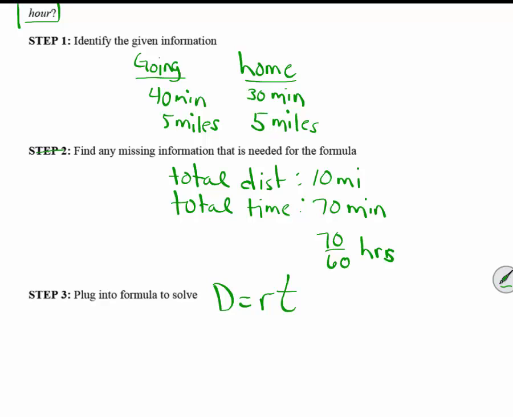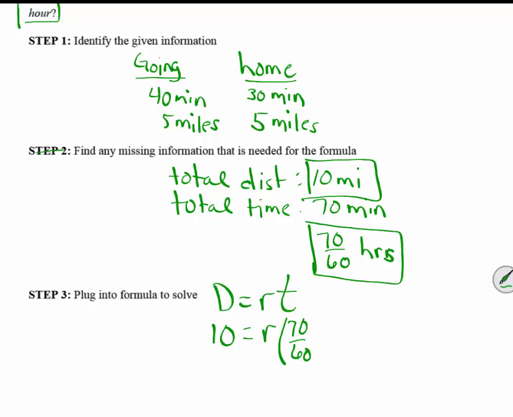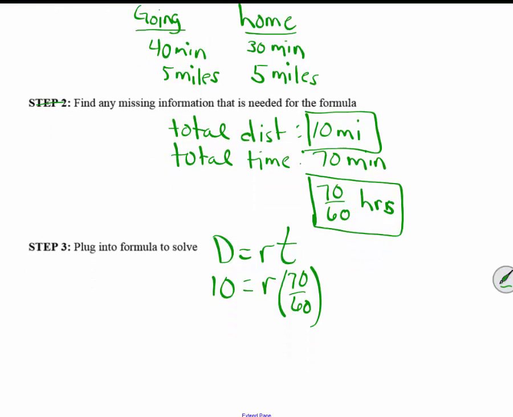So I'm going to use this 10, and I'm going to use the 70 over 60. You could divide it out, but it's going to give you a repeating decimal, so I think it's personally easier to keep it as a fraction. All right, so let's put it in. Total distance, 10. We're looking for the rate. Total time is 70 over 60, and I'm putting it in parentheses because it's a fraction.